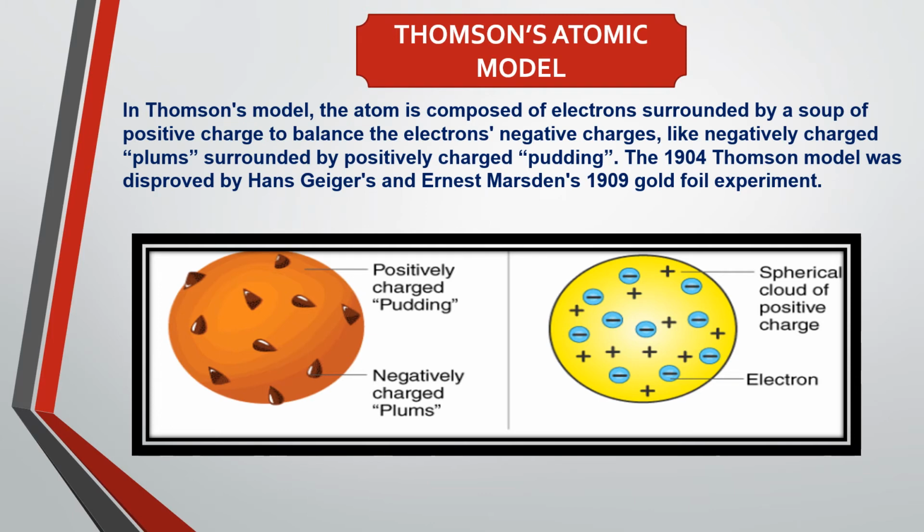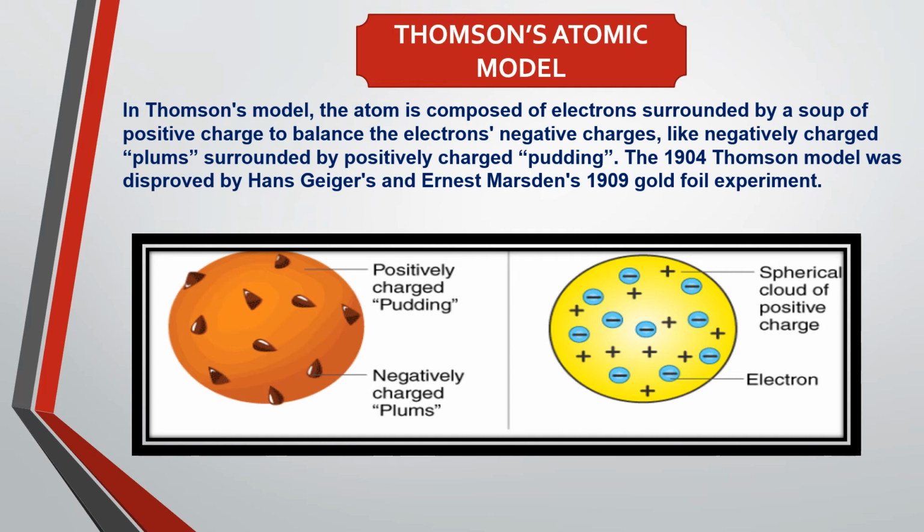In short, in Thomson's model, the atom is composed of electrons surrounded by a soup of positive charge to balance the electrons' negative charges. Like negatively charged plums surrounded by positively charged pudding, so it is called the plum pudding model. The Thomson model was disproved by Hans Geiger and Ernest Marsden's 1909 gold foil experiment.